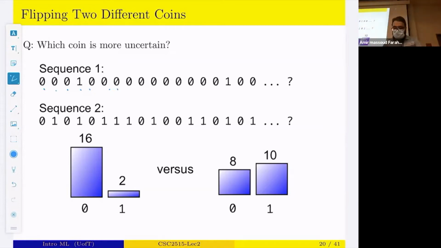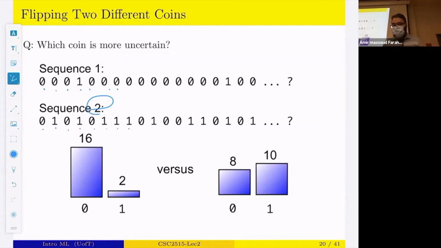Okay, so that's the first sequence, and the second sequence is 0, 1, 0, 1, 0, 1, 1, 1, 0. So we have these two sequences, and each of them corresponds to two different coins, coin 1 and coin 2. I ask you how certain you would be if I flip the coin again and ask you what would be the outcome.